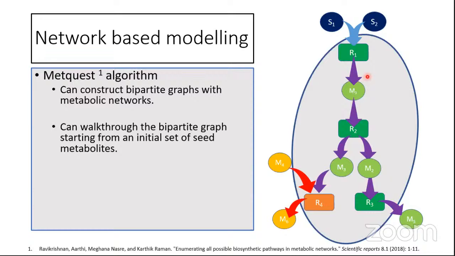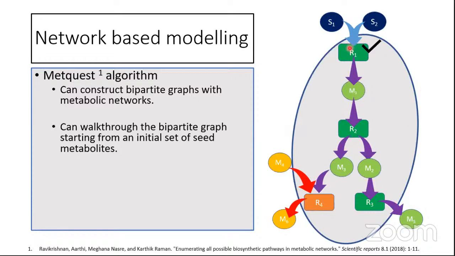A bipartite graph is basically the graph of the whole metabolism, made up of reactions and metabolites, with the metabolites leading to the reactions. The MetQuest algorithm also does another function: when you give a certain set of seed metabolites, it can walk through the bipartite graph.